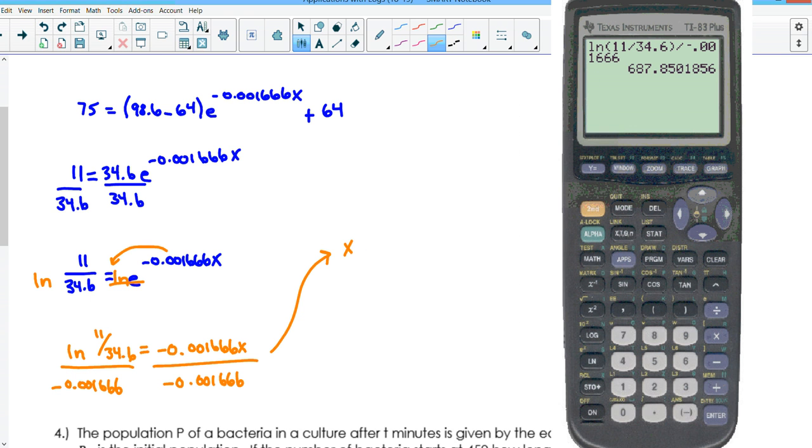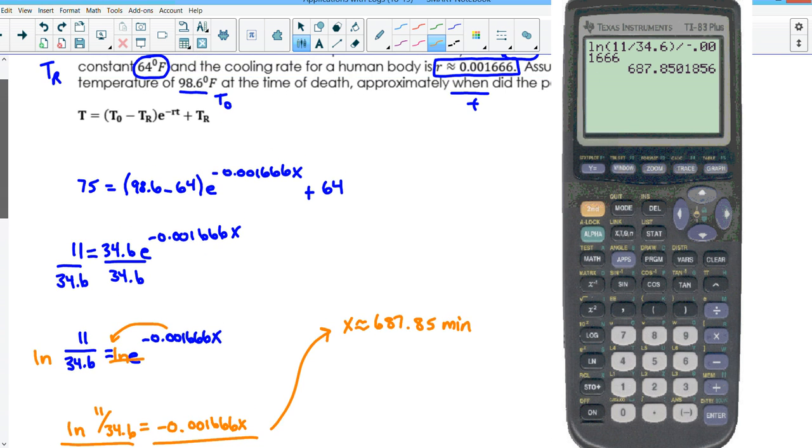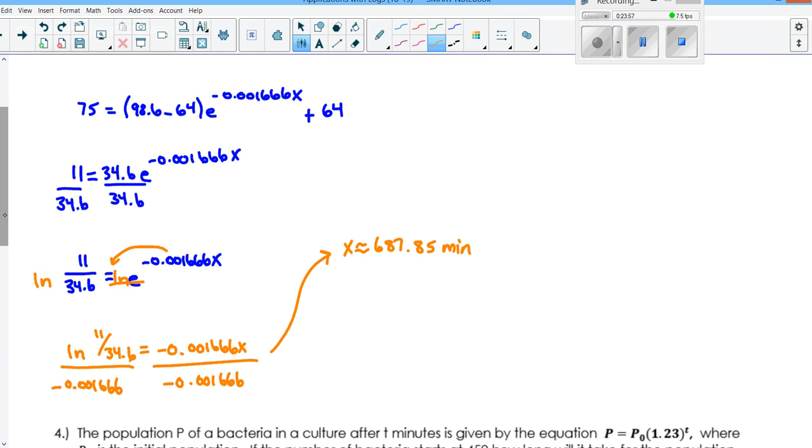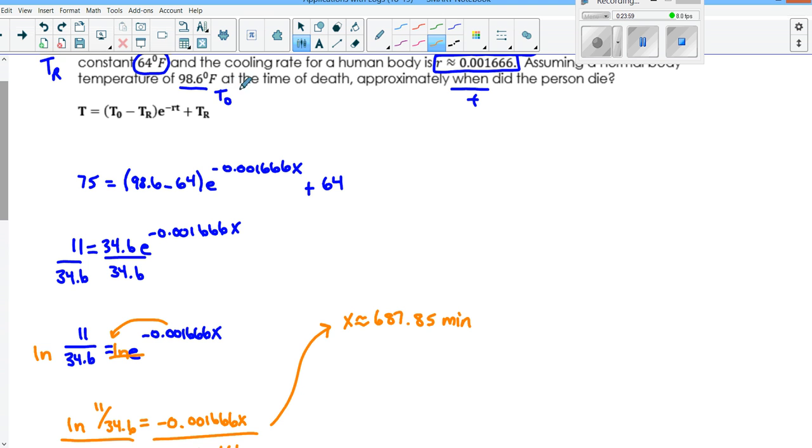So I get that x is about, remember x is talking about minutes, it's the way the formula is defined. So I'm going to say about 687.85 minutes, which is a lot of minutes. So a reasonable question would be to ask you in hours, but this question asked, let's see, it said approximately when did the person die? So when is not talking about in 687 minutes, when is talking about a time.